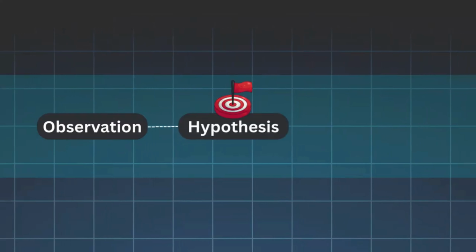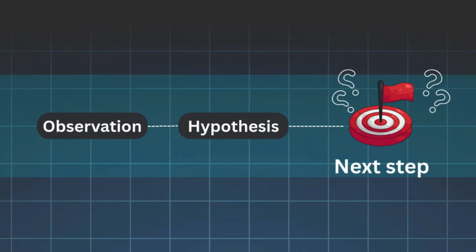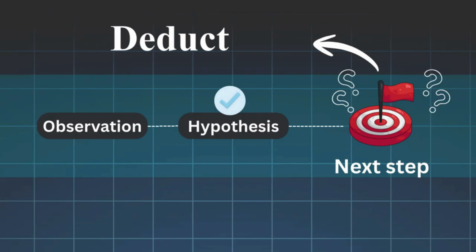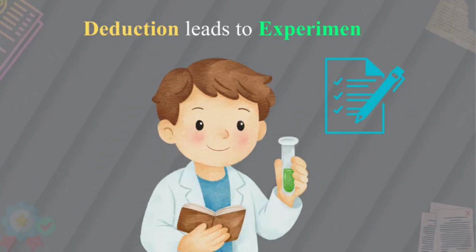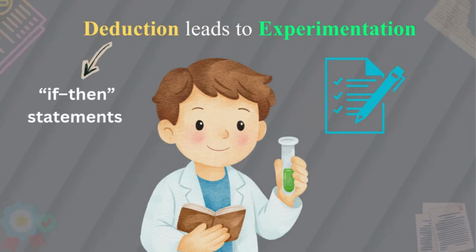Once a hypothesis is formed, scientists predict what results should appear if the hypothesis is correct. These logical predictions are called deductions. Deduction helps scientists plan experiments by clearly stating what they expect to observe. Deductions are usually written as if and then statements.